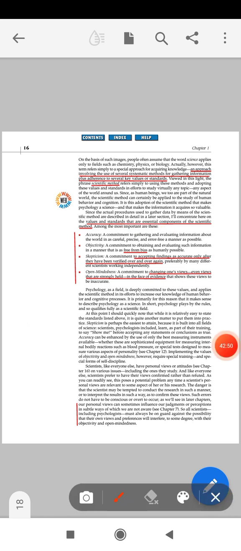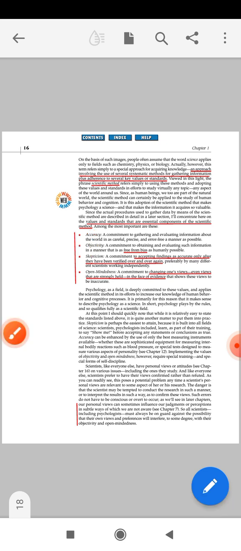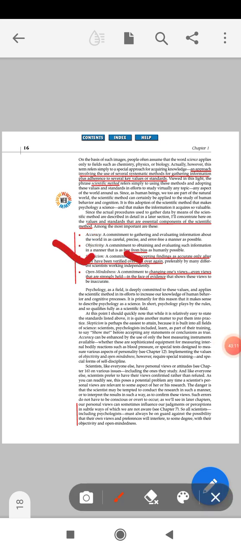It should be accurate, precise, and careful, free from error as far as possible. Next one is objectivity. The researcher should not be biased to make his research hypothesis successful. We'll study about bias. Also skepticism, a commitment to accepting findings as accurate only after they have been verified over and over again. Open-mindedness means if you have got results which you had not expected, then you have to be open to accept the results which you have got through your experiment. That's what an experiment or a research should contain.